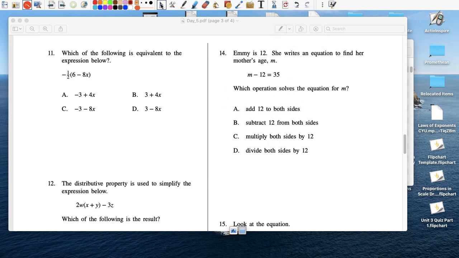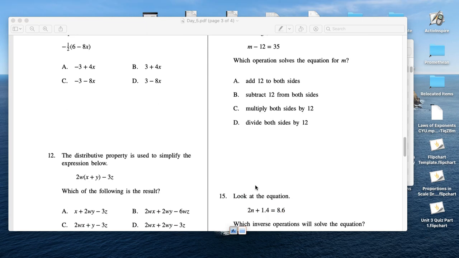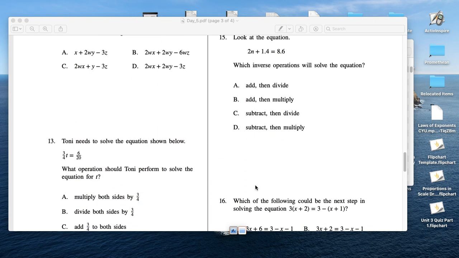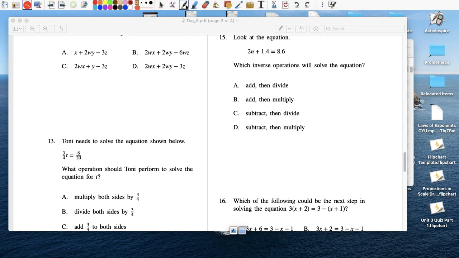14. I know, some of these questions are pretty simple. 15, look at the equation. Which inverse operation will solve the equation? Well, let me write it a little bigger: 2n plus 1.4 equals 8.6.